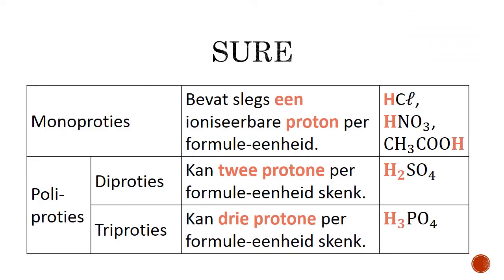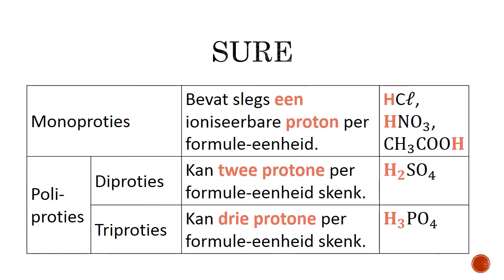As ons dan verder kyk na sure, kan dit as monoprotiese of poliprotiese sure geklassifiseer word. Mono beteken 1 in wetenskap. So 'n monoprotiese suur bevat slegs 1 ioniseerbare proton per volume-eenheid. Byvoorbeeld, as ons kyk na soutsuur, het hy 1 waterstof wat hy kan skenk.